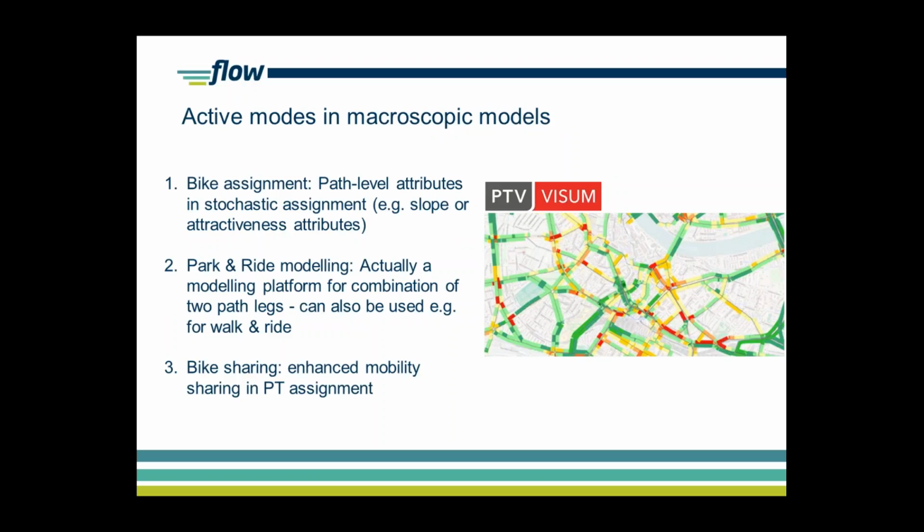The updates being made to the PTV model at the macroscopic level include things like bike assignment, so the path level attributes in stochastic assignments, such as the slope or the attractiveness attributes. What do cyclists find attractive? Which routes are they likely to choose based on slope or traffic numbers and various other things? There's also park and ride modeling, which is actually a modeling platform for the combination of two path legs, and that can also be used for walking and riding or for other combinations. So this idea of putting two modes together at the macroscopic level.